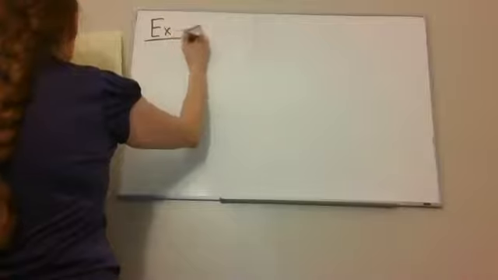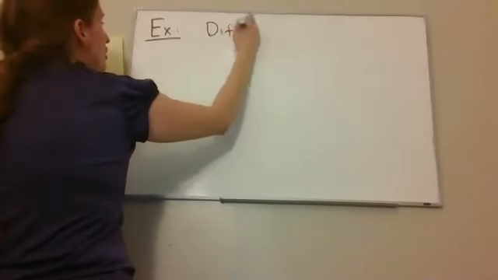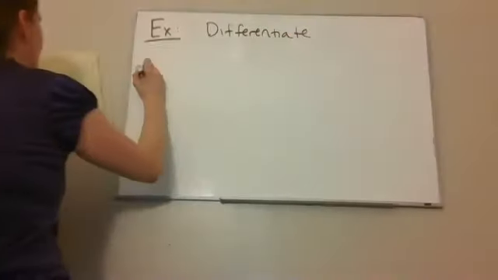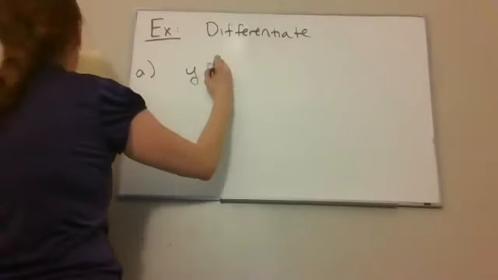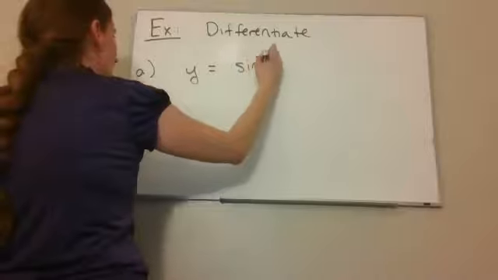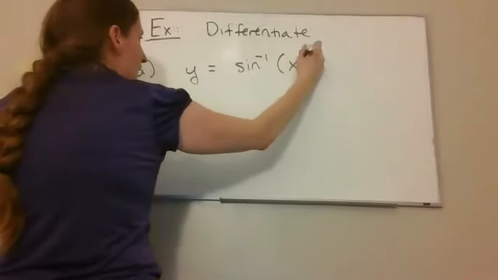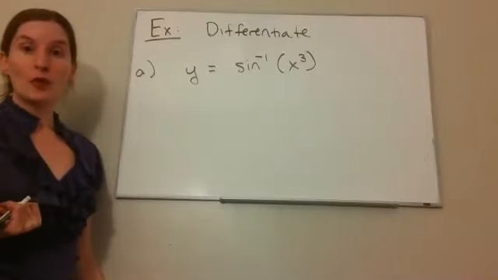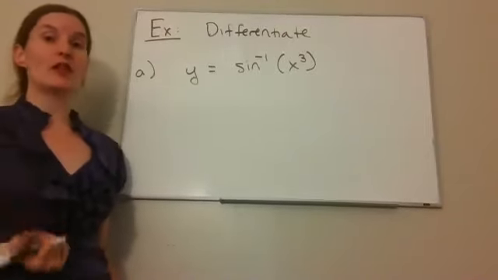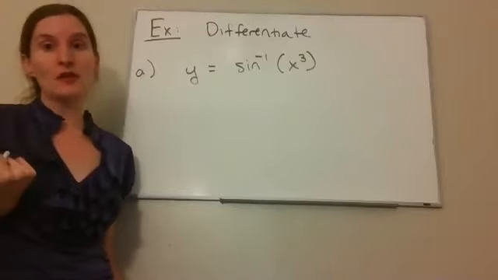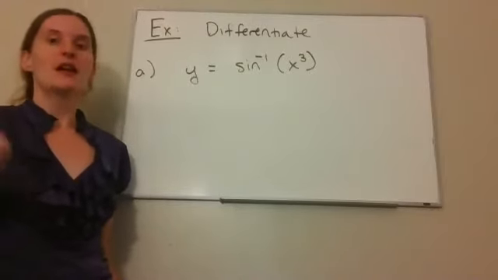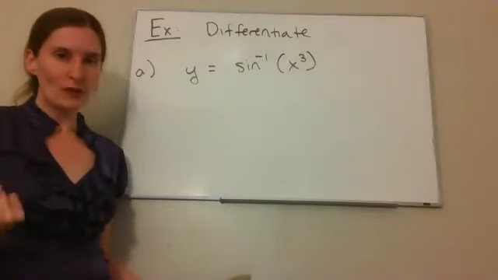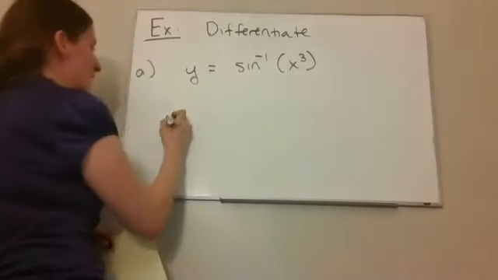So an example, let's differentiate. Our first one is going to be y equals sine inverse of x to the third. So this is going to be a chain rule problem. We're going to have to do the derivative of the outside function, that's the derivative of the inverse sine, times the derivative of the inside function. So first we have to start with that outside function.